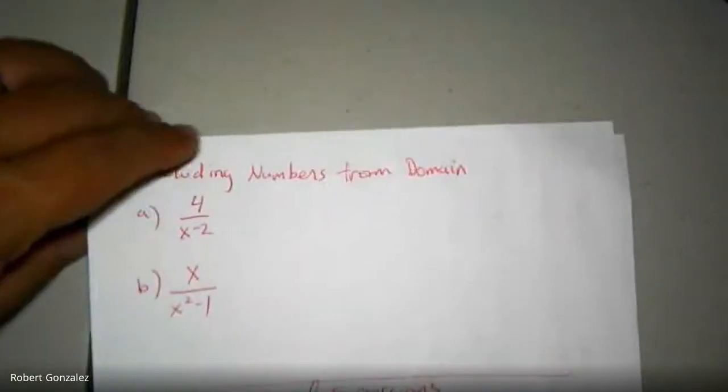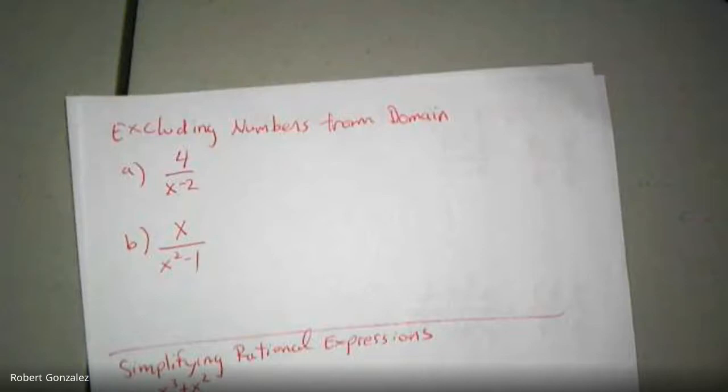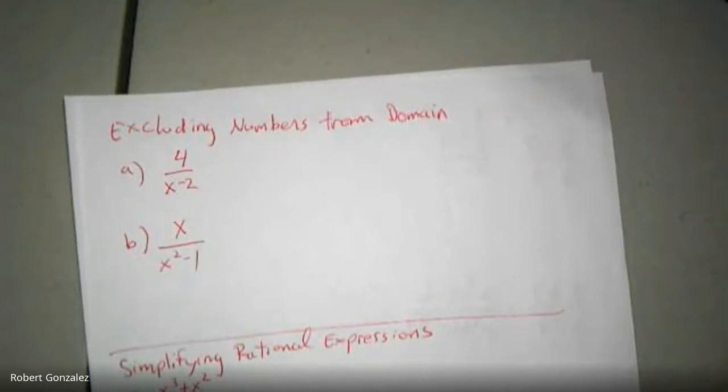Okay, today we're going to go over rational expressions. We're going to be doing the first half of the section where we're going to simplify rational expressions. We're going to multiply and divide. And we're also going to talk about the excluded values.